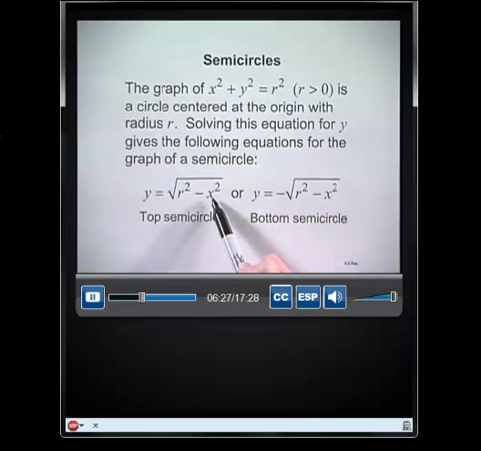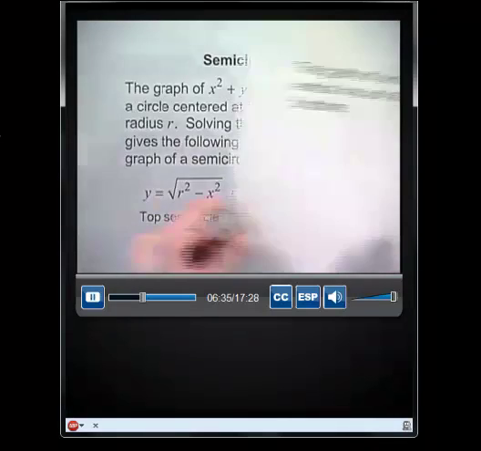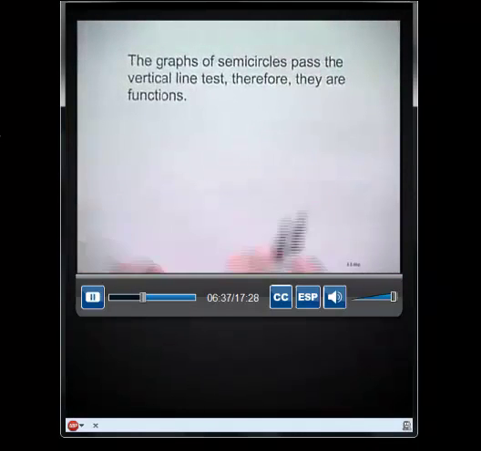This is the top semicircle, or half a circle, with radius r, or the bottom semicircle. One other thing to note about semicircles is the graphs of semicircles pass the vertical line test, and therefore they are functions. Let's graph one.